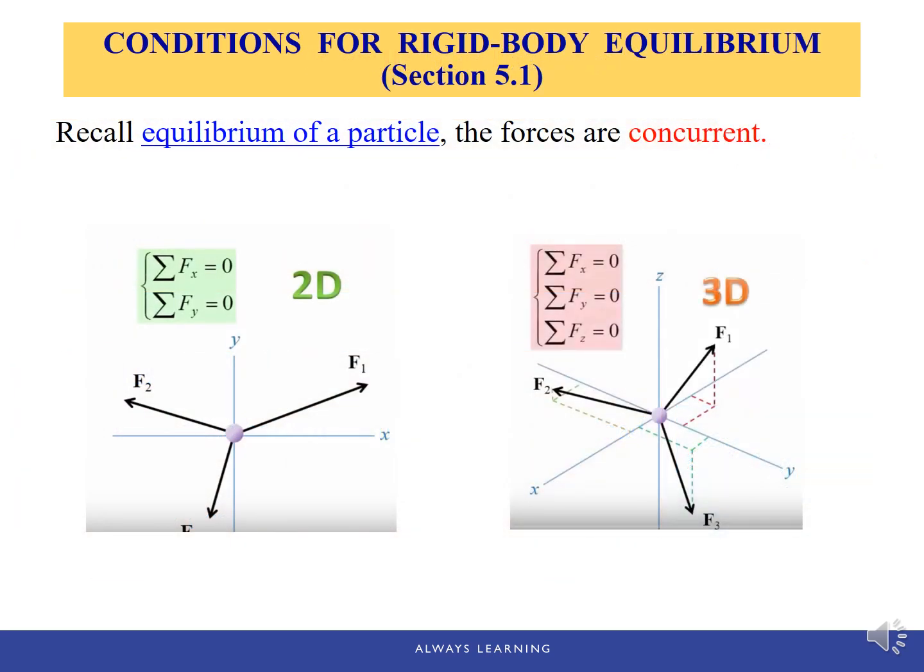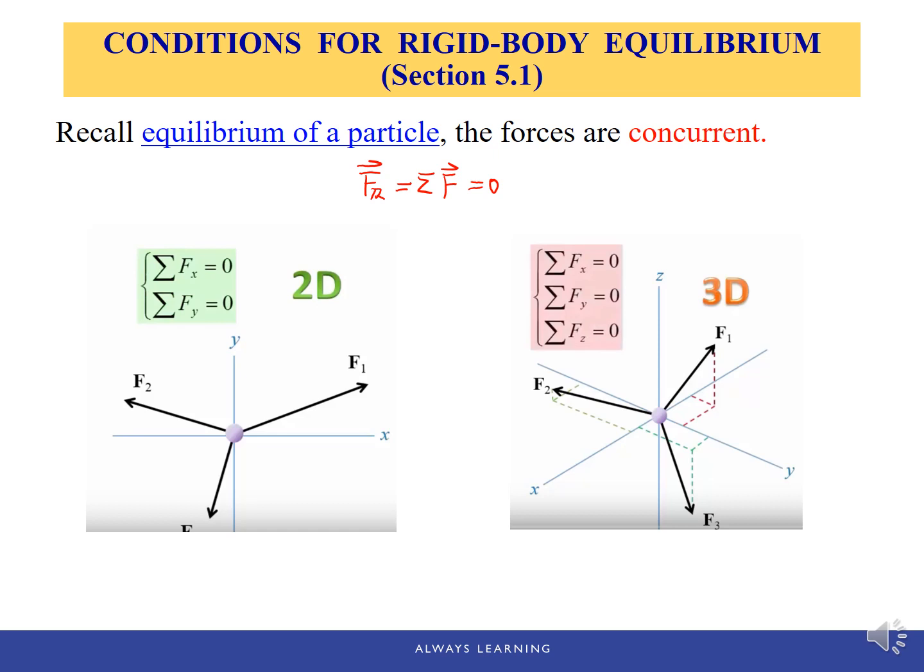Let's record the conditions for particle equilibrium. According to Newton's law, an object will have zero acceleration when there is no unbalanced force acting on it. In other words, the resultant force, Fr, in vector form, equals the sum of all the forces, which should be 0. Since a particle is an idealized object with no size or shape, it's only represented by a dot in space, so the forces acting on the particle will be concurrent, which means there is no moment about the point.